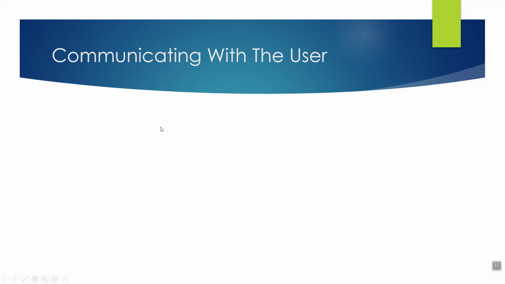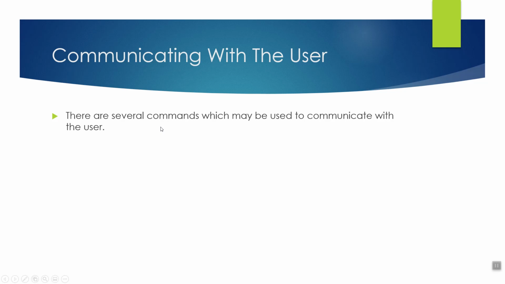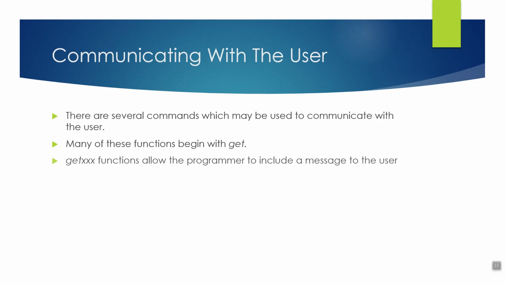Next thing we want to talk about is communicating with the user. There are several commands which may be used to communicate with the user. Many of these functions begin with the word get. So you're telling the user get this or get that, and it's going to communicate with the user in some fashion. These are generally referred to as get XXX functions because the get stays the same and then the XXX will change. They also allow the programmer, that's you, to include a message to the user. For example, getint will allow the user to input an integer. Remember, an integer is a counting number, 1, 2, 3, 4, 5.